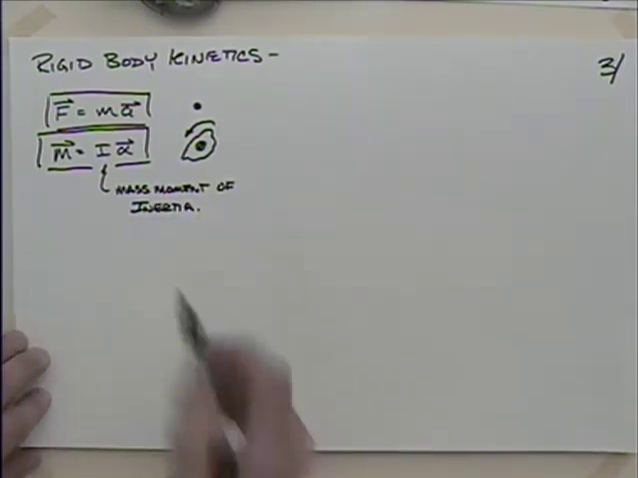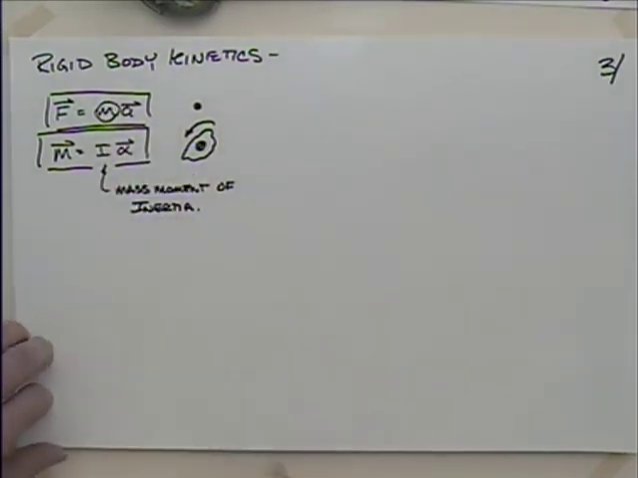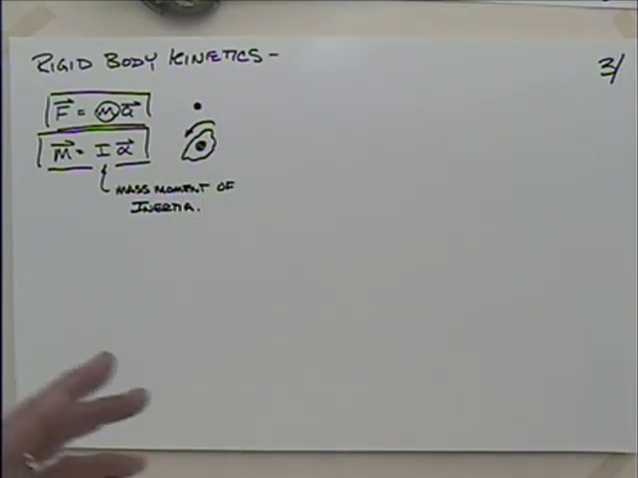Which is really analogous to mass. Remember, mass was the resistance to velocity change, or maybe being more specific, the resistance to velocity change in a linear sense. Well, I is going to be the resistance to angular velocity change. So if we have something that's rotating and it has a high mass moment of inertia, it's going to be hard to change that rotation. So for instance, a flywheel, we like that to continue rotating at a fixed speed. So we're going to try and design it so it has a high mass moment of inertia.